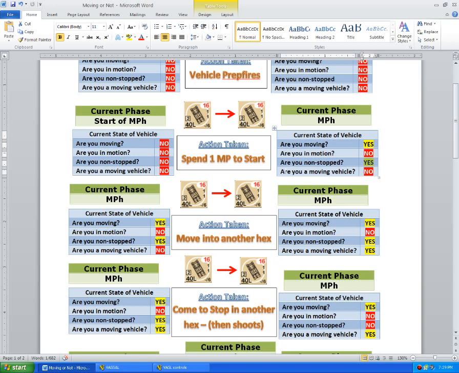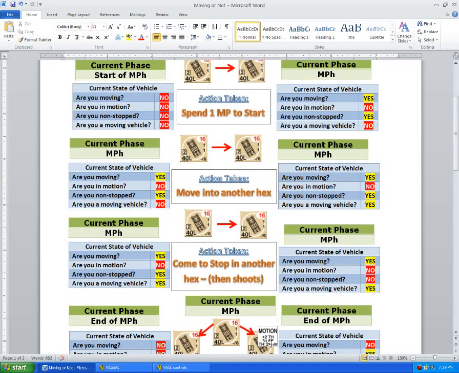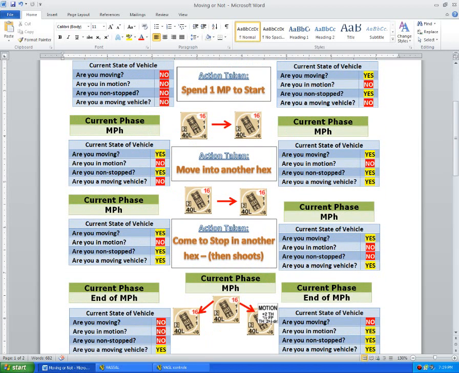But notice, are we a moving vehicle? No, we are not a moving vehicle. We're not moving at this point, but we are non-stopped. This one can get a little confusing. Just think through it. Replay the video a couple times. Hopefully it'll start to sink in and you'll start to think about these things, the different phases your tank can be in.